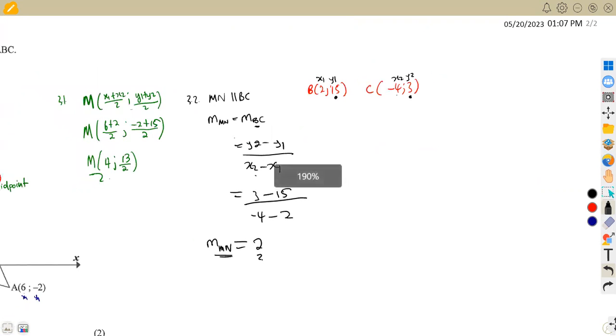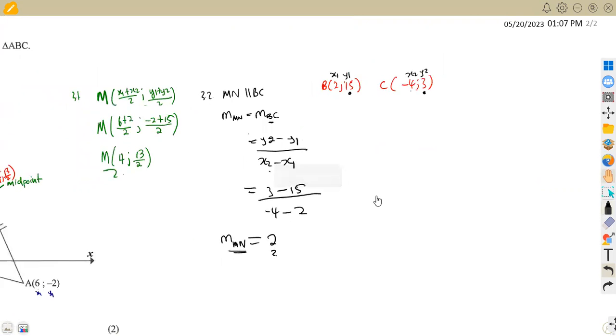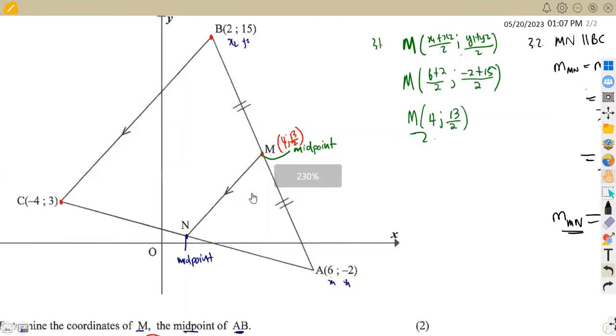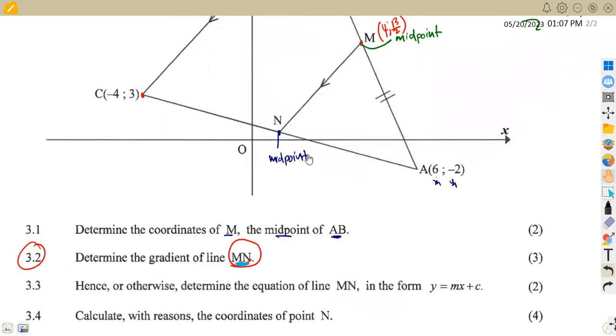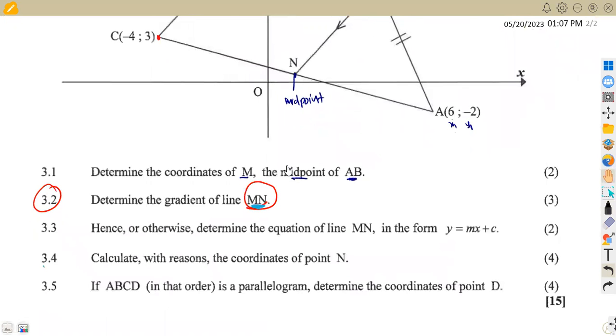All right, so that is how we could have calculated this gradient from the concept of parallel lines. So it is very, very best for you to understand your lines. Parallel lines have the same gradient. For perpendicular lines, the product of the gradients gives us -1. Okay, so that was the first part that we had on the application of gradients.